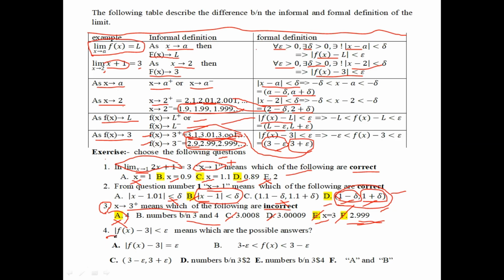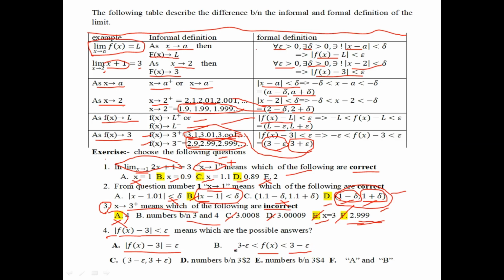Exercise 4. Absolute value of f of x minus 3 less than epsilon. Which are the possible answers? Which one of the following are possible answers? A. Absolute value of x minus 3 equals epsilon. B. 3 minus epsilon less than f of x less than 3 plus epsilon.